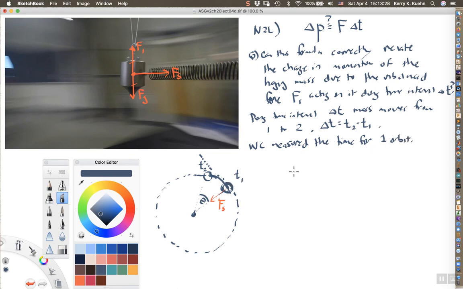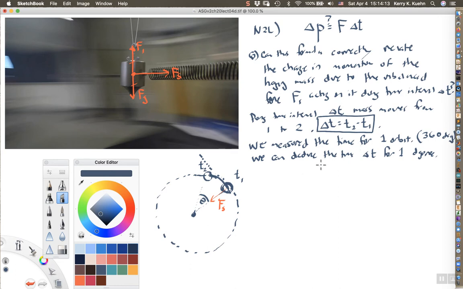So let's suppose we wanted to find the time it takes to move 1 degree. If we know the time it takes to go around 360 degrees, we can find or deduce the time delta t for 1 degree, right? So we're going to be able to get this delta t from the time of one orbit. We can find the time to move 1 degree.